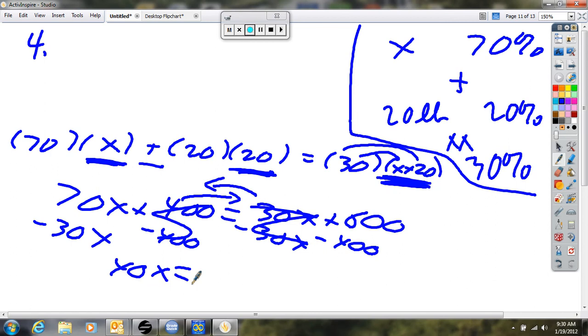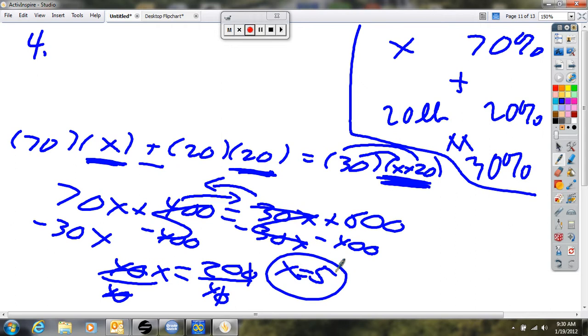What is 70 minus 30? 40X is equal to, what is 600 minus 400? 200. I'm going to divide by 40, right? Yes. 40's cancel. By the way, the 0 here cancels with the 0 on the bottom. How many times does 4 go into 20? X equals 5. We need 5 pounds here at 70% to go with 20 pounds at 20% to end up with 25 pounds at 30%. So the answer is only 5?